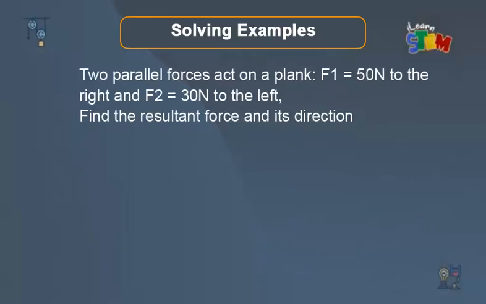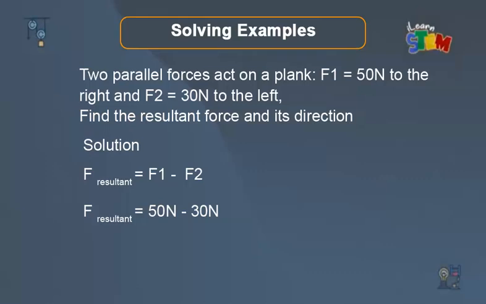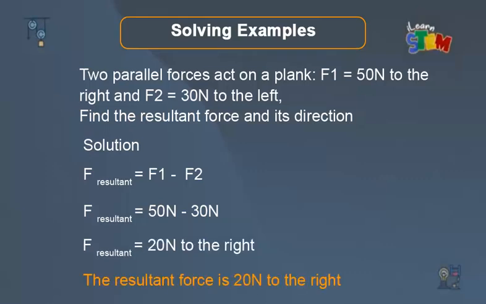Now let's solve for unlike forces. Two parallel forces act on a plank, F1 equals 50 N to the right, and F2 equals 30 N to the left. Find the resultant force and its direction. Solution. F resultant equals F1 minus F2, which equals 50 N minus 30 N. That gives us 20 N to the right. Good job. Next, let's learn about the Archimedes principle.